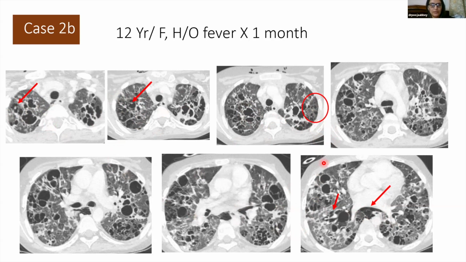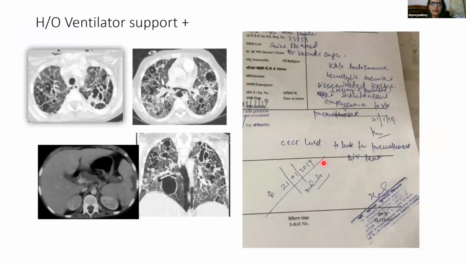So these kind of cysts in children, normally we think of disseminated Langerhans cell histiocytosis or LCH. Though this was an older child, a 12-year-old girl, this kind of disseminated LCH we usually see more often in younger children. But that was the first impression when we saw these images. Then, when we took out the form and the entire history, the diagnosis, everything was there actually.